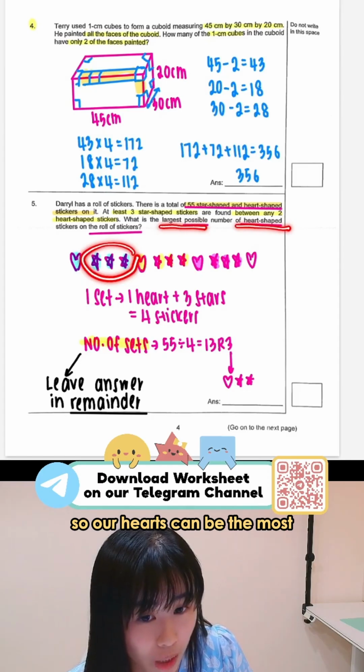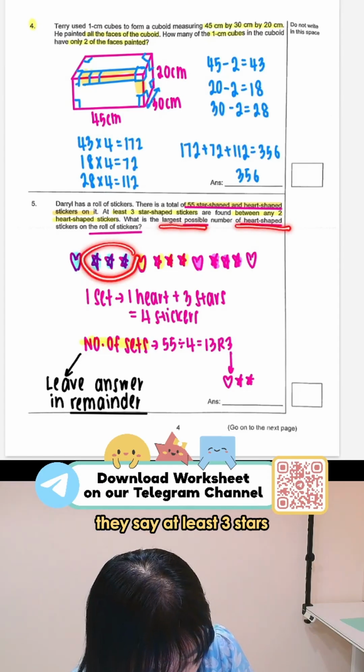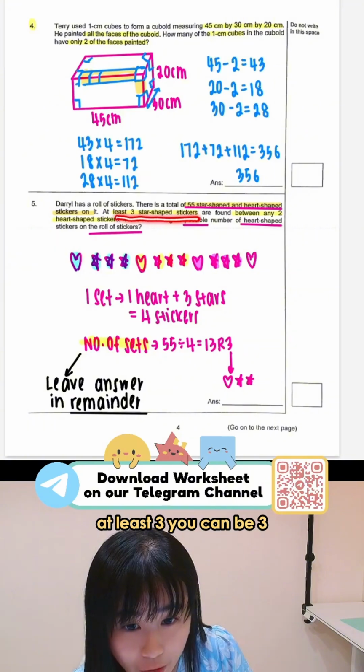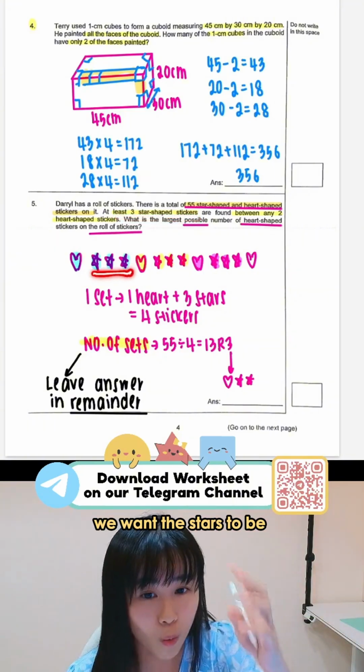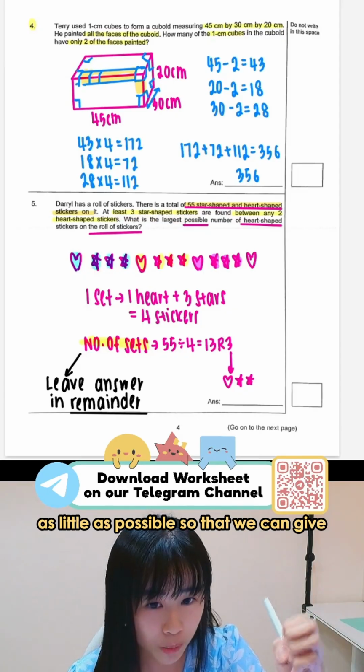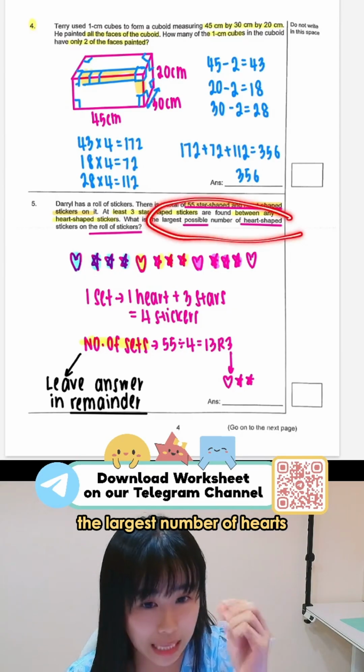So our heart can be the most. And that's also why, when just now they say at least 3 stars, right, at least 3, it can be 3, it can be 4, it can be 5, it can be more, right? But we restrict it to 3. We want the stars to be as little as possible so that we can give the largest number of hearts.